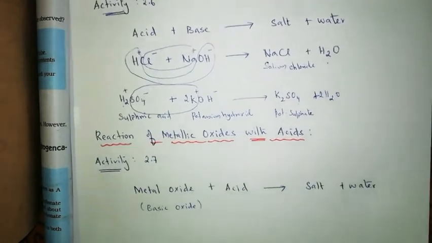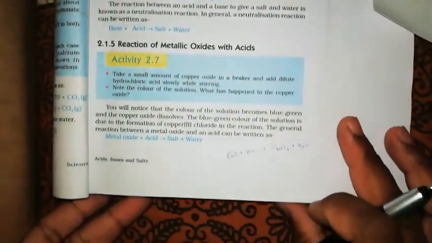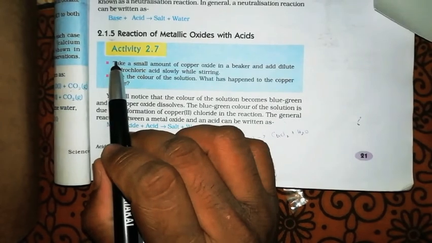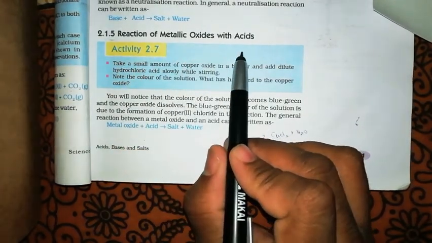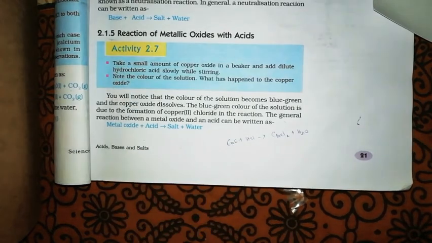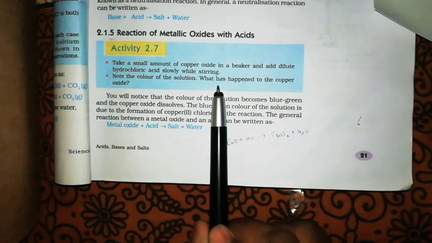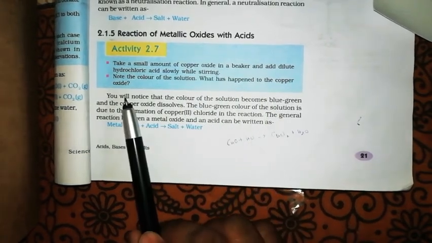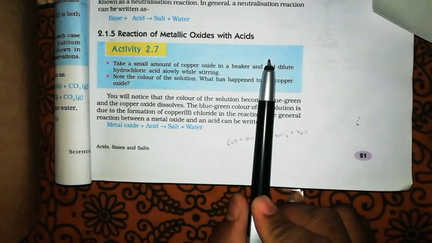Okay, next, the topic given in your book. Just go to the book now. 2.1.5, reaction of metallic oxide with acid. Activity given here. Take a small amount of copper oxide in a beaker and add dilute hydrochloric acid slowly while stirring. Note the color of the solution. What has happened to the copper oxide? Okay, this is an activity. That activity we are going to do now.